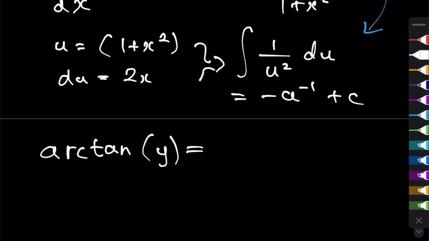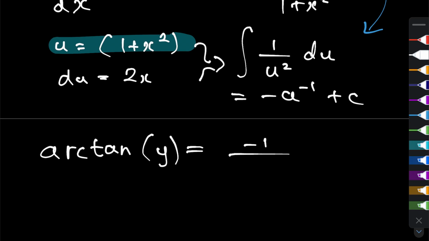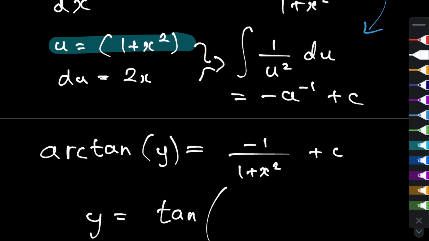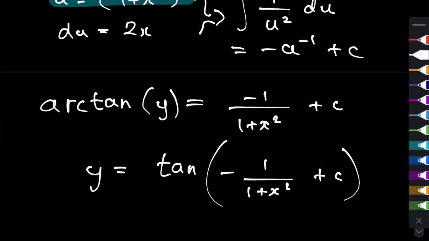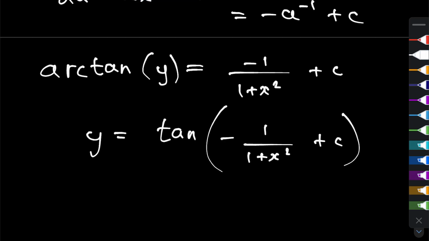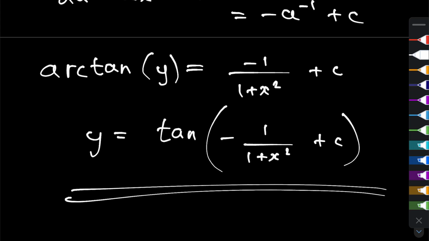So we know what u is in terms of x, so that would be minus 1 over 1 plus x squared plus c. Taking tan on both sides, we can rewrite this as y is equal to tan of minus 1 over 1 plus x squared plus c. And that's our solution. And yeah, there weren't any initial conditions to this problem, so this would be our final solution expressing y in terms of x.